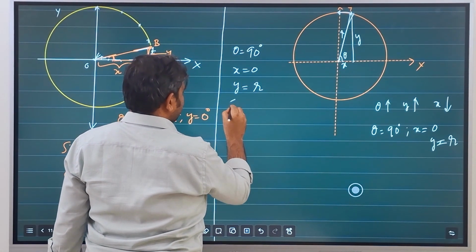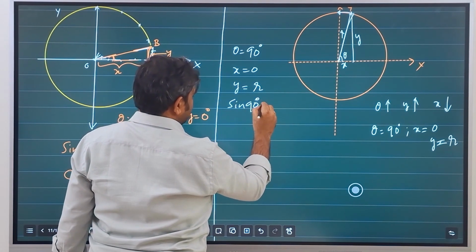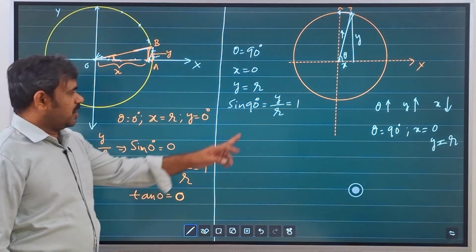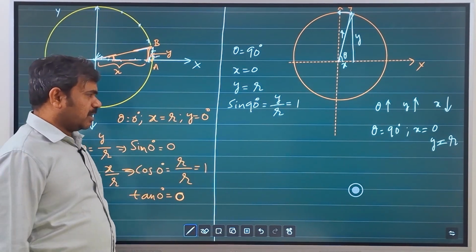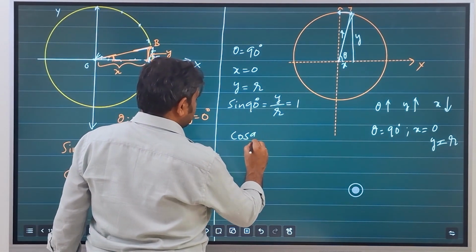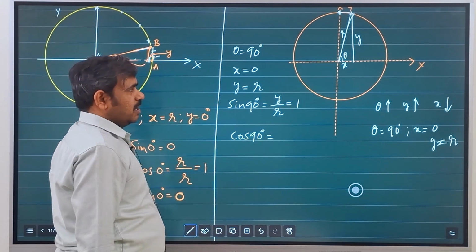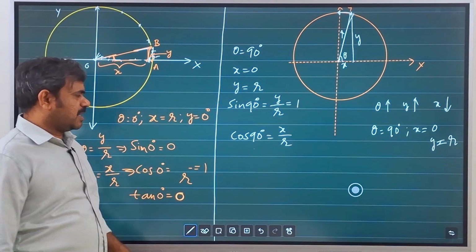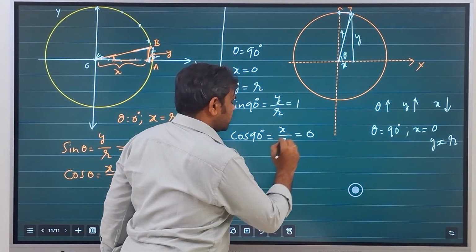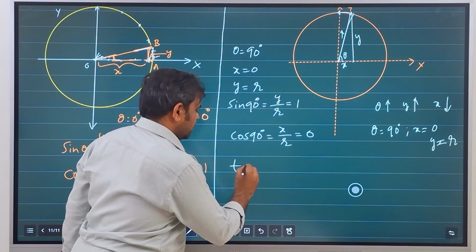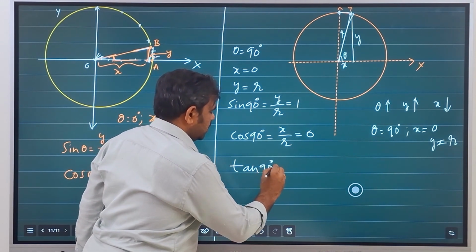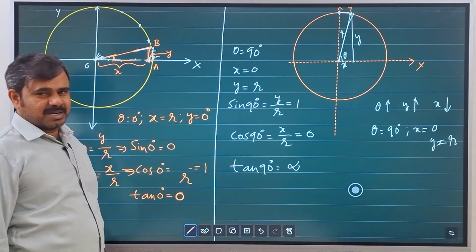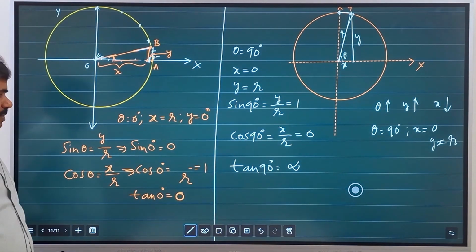equal to r. Now let's write down the expressions for sine 90 degrees. You know sine 90 degrees is opposite side by hypotenuse is equal to 1. Y becomes equal to r. So 1. Cos 90 degrees is adjacent side by hypotenuse, but adjacent side becomes 0 for theta is equal to 90 degrees. So cos 90 degrees is equal to 0. Tan 90 degrees, sin 90 degrees by cos 90 degrees. So infinity, tan 90 degrees value becomes very, very high.